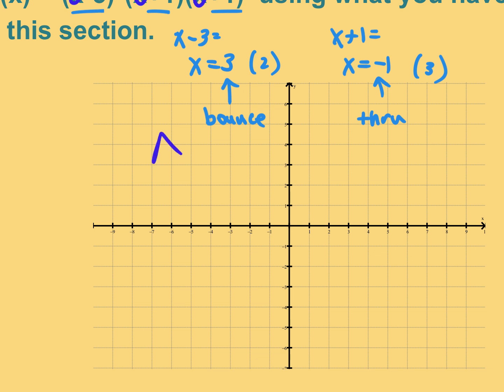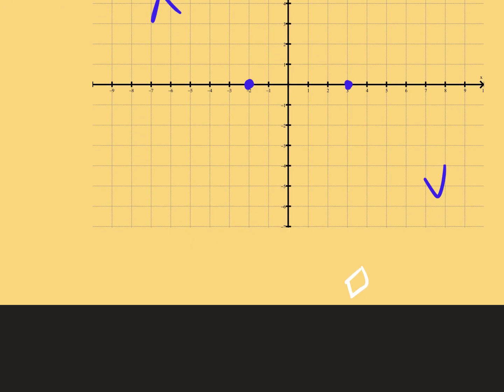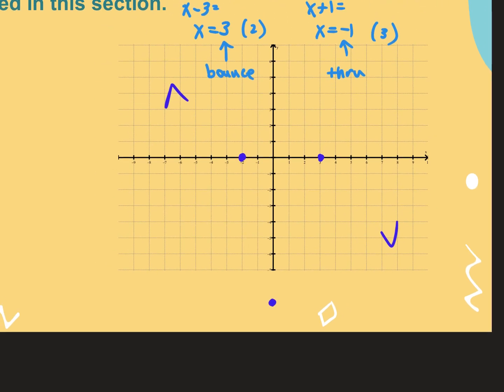So your graph, since it's odd, is going to have opposite end behaviors, and it's negative, so it's going to be rising on the left, falling on the right. You have an intercept at -1, and you have one at 3, and then you have your y-intercept here. So if you were going to draw this, what is happening at -1 and what is happening at 3? What's happening at -1 on the x-axis? It's going to go through at -1. What's happening at 3? Bounce and come back down.